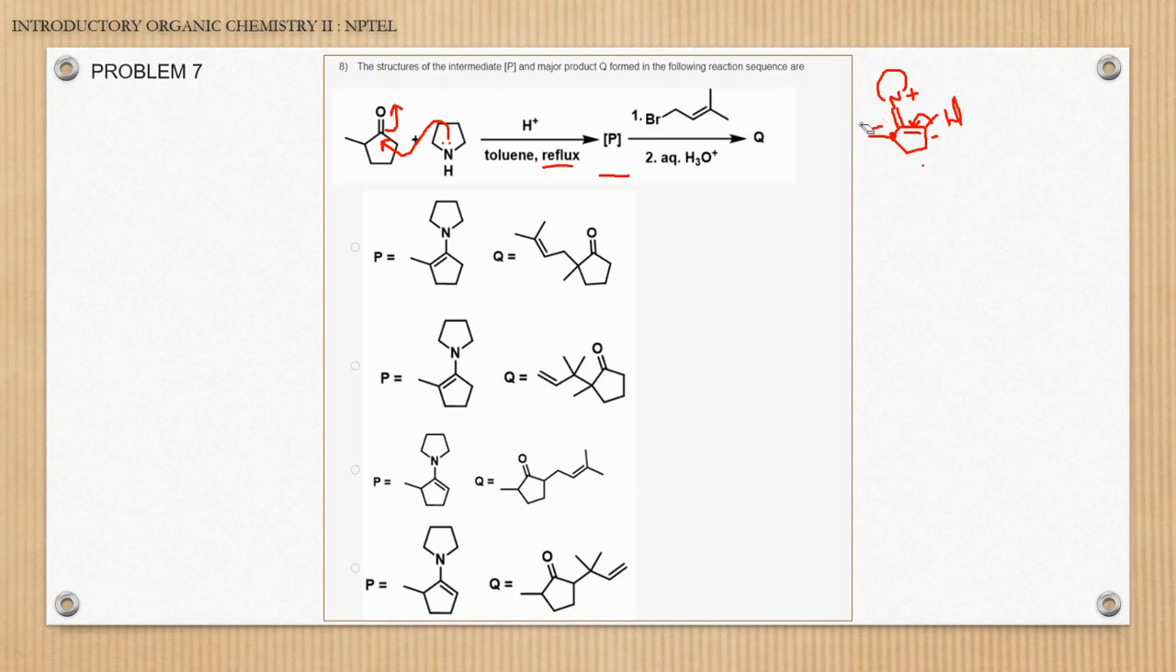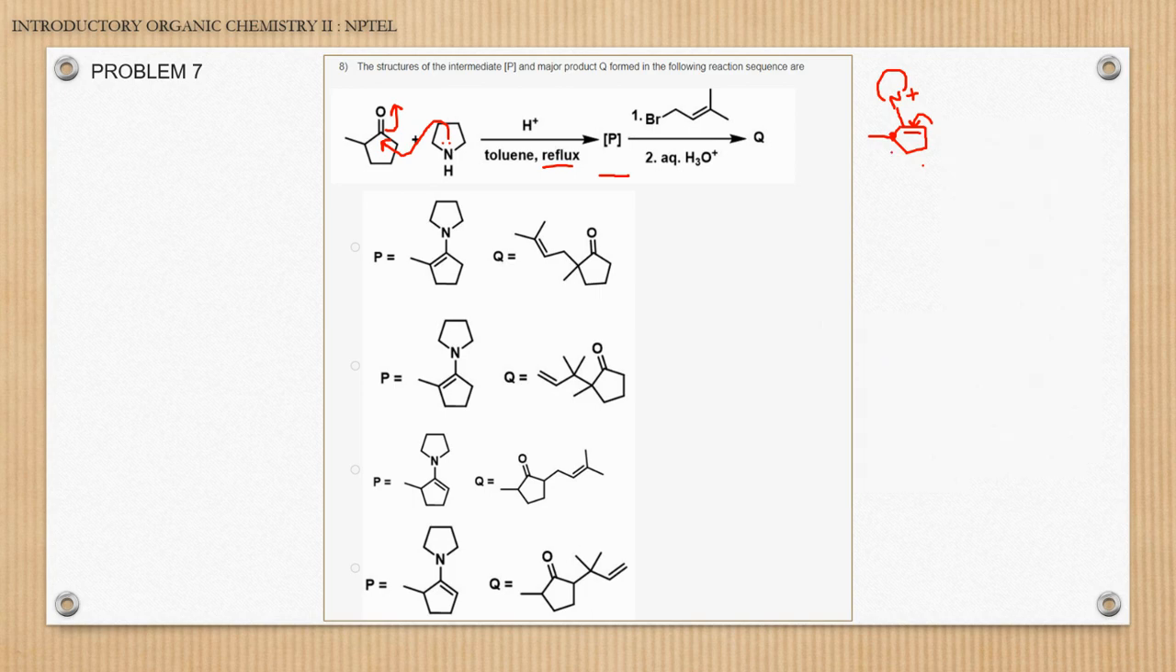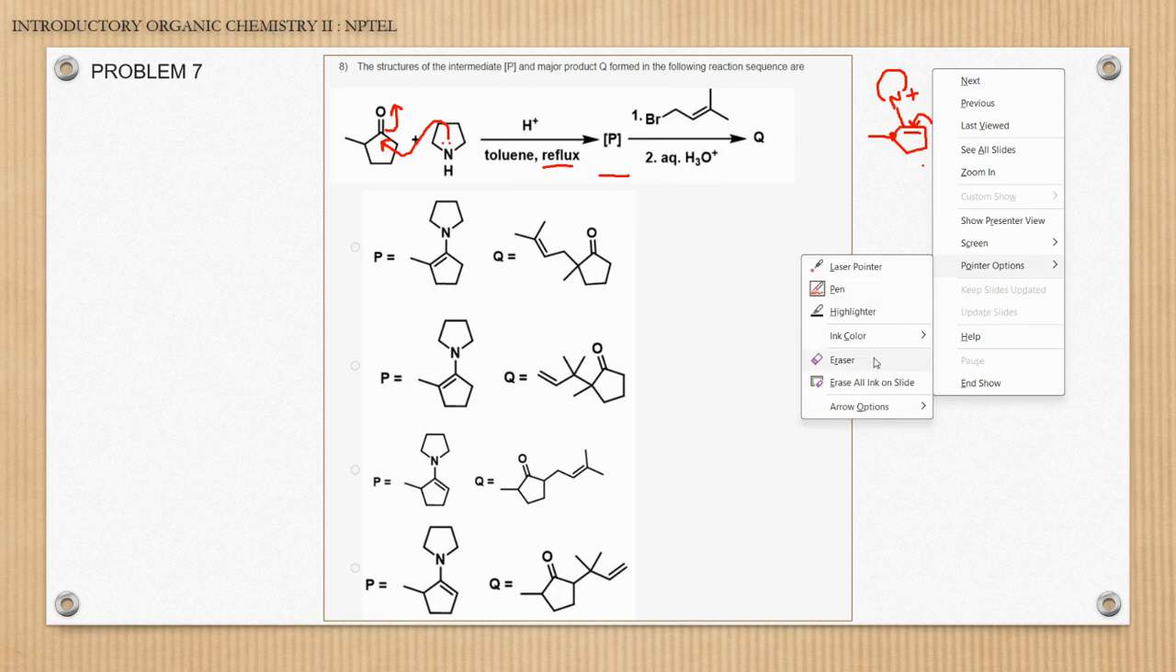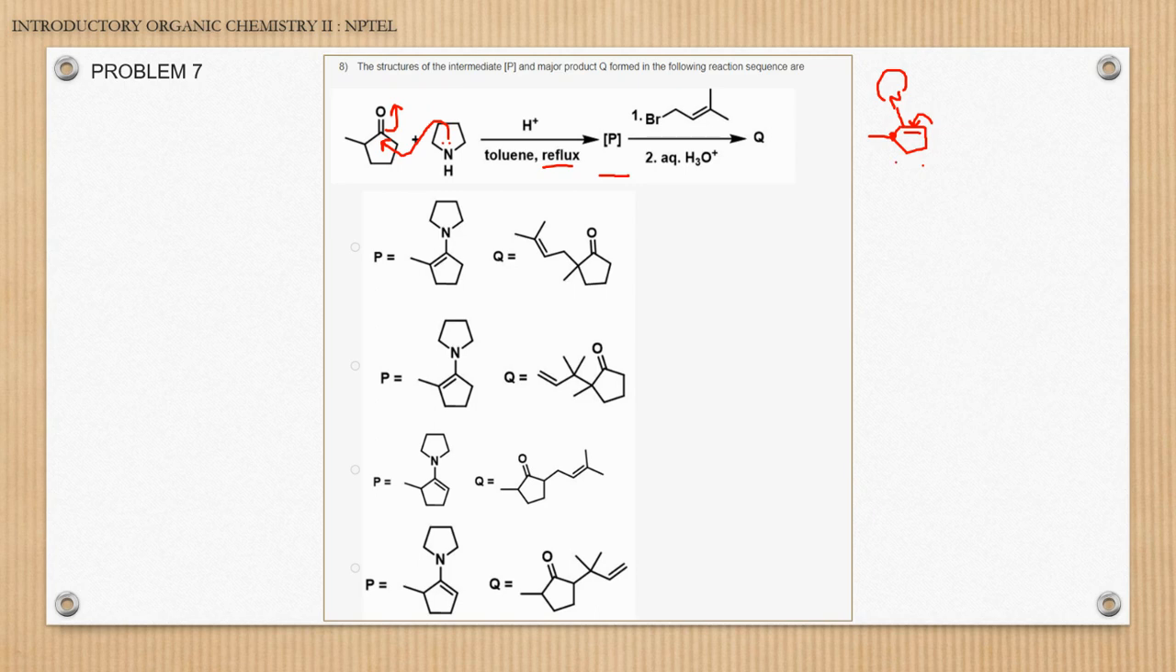Okay, so here this is what it will be. This is the enamine which is getting generated. This positive charge also gets neutralized. Okay, so this is what you will have generated. So this is the compound P. Now tell me what is the compound Q. Tell me which is the correct option among these four. C is the correct option. Okay, C is the correct option.